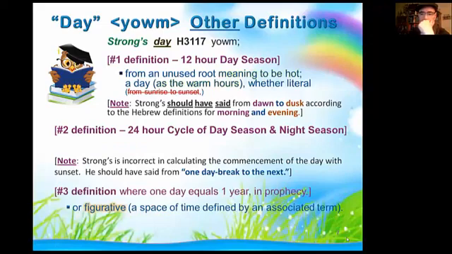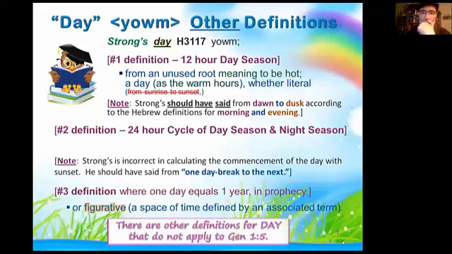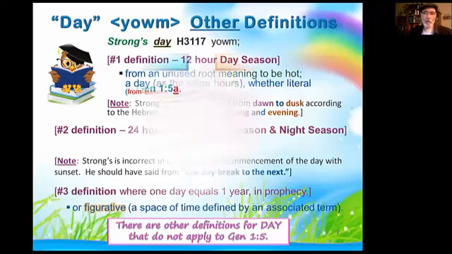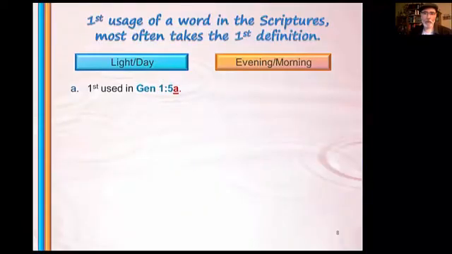Third definition that Mr. Strong lists, where one day equals 1 year, like in a prophetic sense. It's figurative. That's going to deal with prophecy, the timelines in prophecy where basically 1260 days would equal 1260 years. Now those are the first three definitions that you'll find there. And there's a host of other definitions for the word day, like the day of his coming, the days of their lives. I have not listed them because they do not apply to the creation week and especially the first day of creation. So the first usage of a word in the scriptures most often takes the first definition.